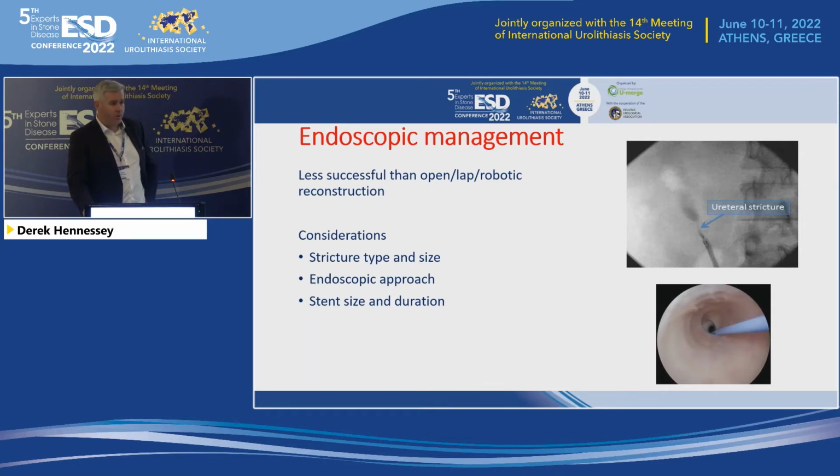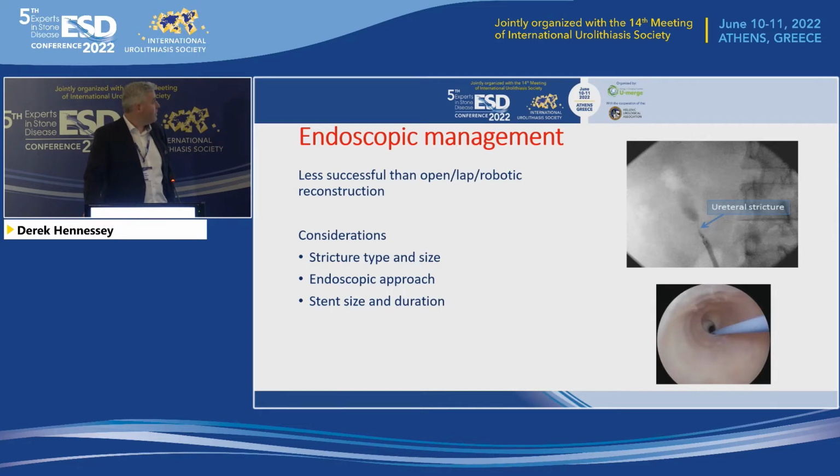I went through all those and I kind of distilled it down to 10 good papers. In those 700 papers, there's only one randomized controlled trial, so the quality of the evidence is limited. What I will state from the start is that endoscopic management of a ureteric stricture is less successful than open, laparoscopic or robotic surgery, and it is likely more expensive.